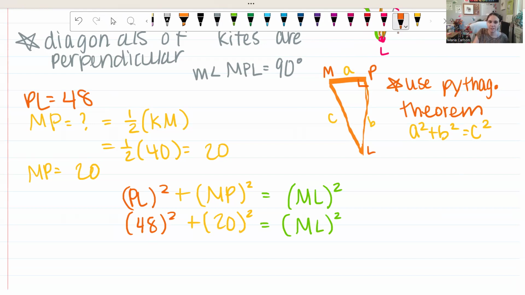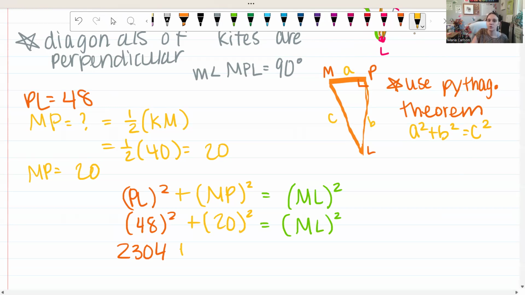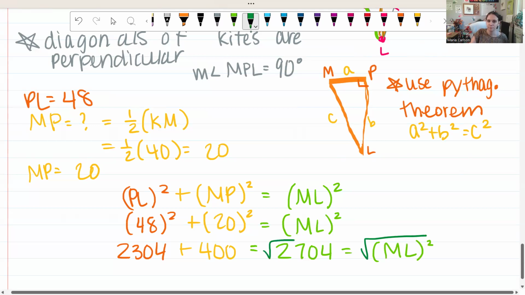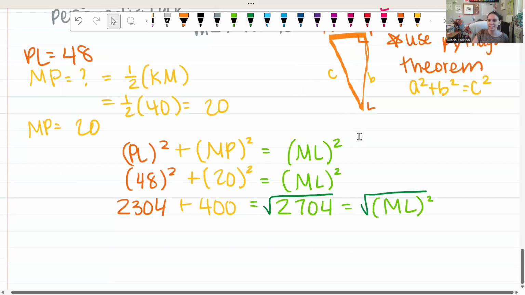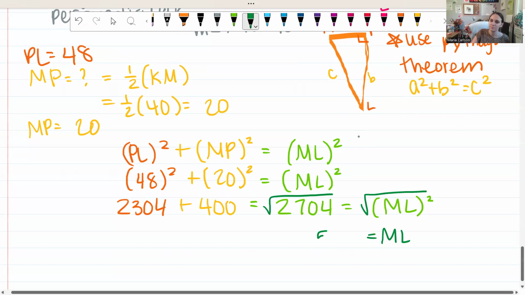48 squared, if you type that into your calculator, you actually get 2,304. And then 20 squared is 400. 20 times 20 is 400. And if you add those together, you're going to get 2,704 is equal to ML squared. So what is ML? Let's take the square root of both sides. And if you take the square root of that, it looks like a crazy number, but you actually get that ML is 52. It's crazy. But 52 times 52 gives me 2,704.